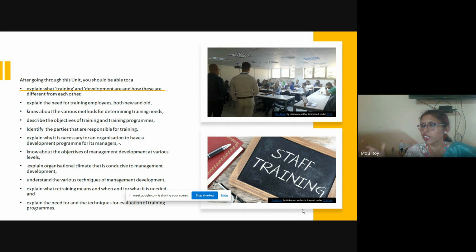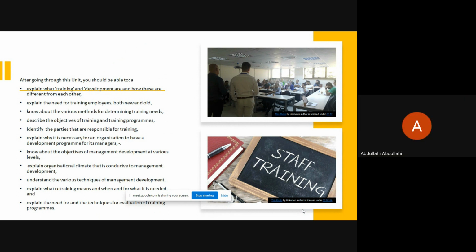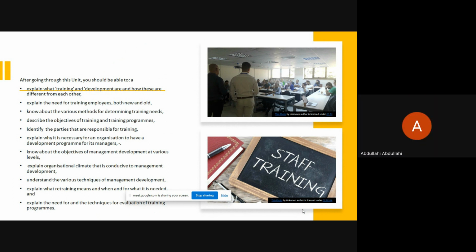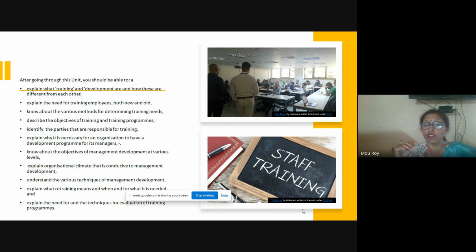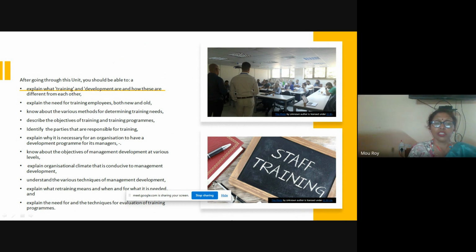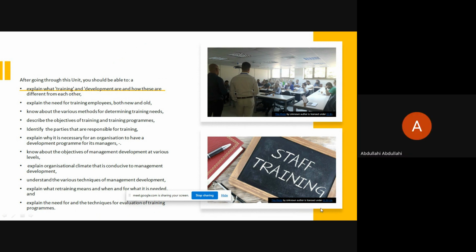They organize various entertainment programs followed by a cocktail dinner. Okay, this is how. So that training program may be 3 to 4 hours. That is why, as we mentioned, you should know the objectives of management development at various levels, understand the various techniques of management development, and know the need for and techniques for evaluation of training programs.